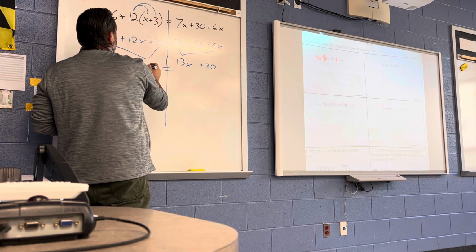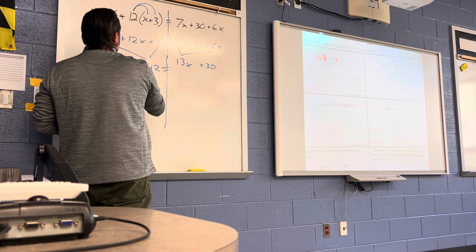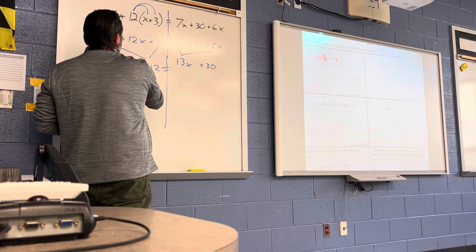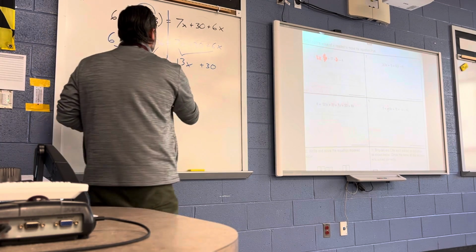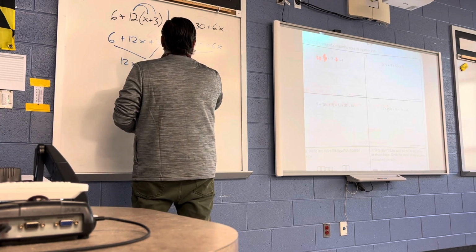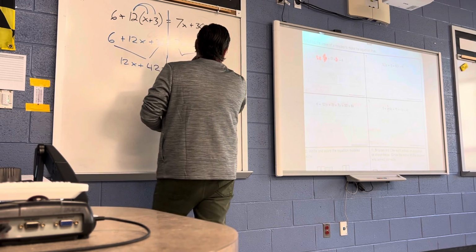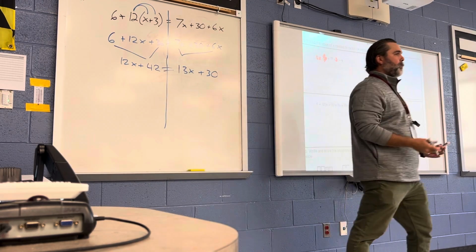So this is 42, 21, and then 12x. Okay, so 12x plus 42 equals 13x plus 30. Let me write this better. Okay, now we can start moving the variables.